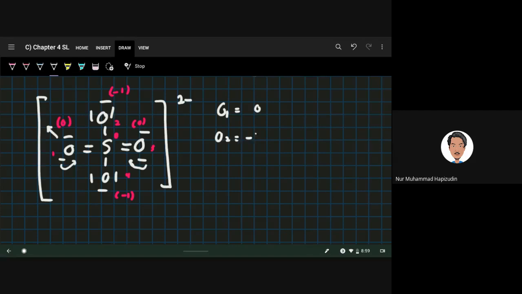Oxygen 1 have formal charge 0. Oxygen 2 have formal charge negative 1. Oxygen 3 formal charge 0. Oxygen 4 negative 1. Sulfur 0.